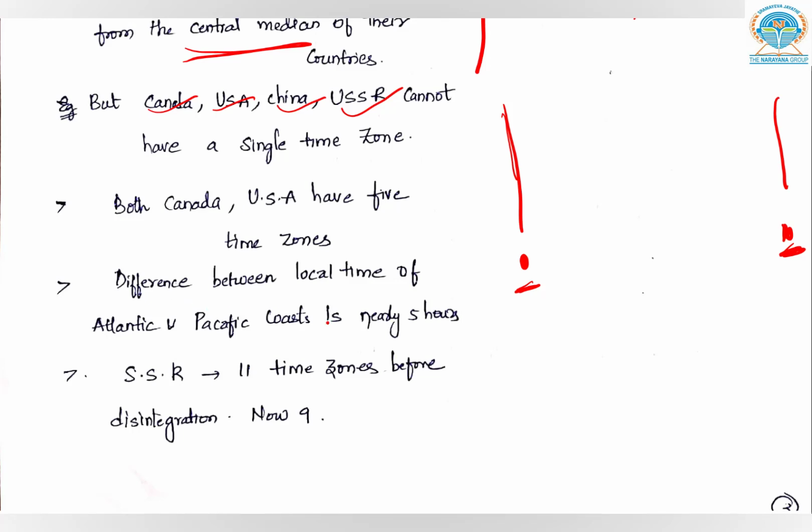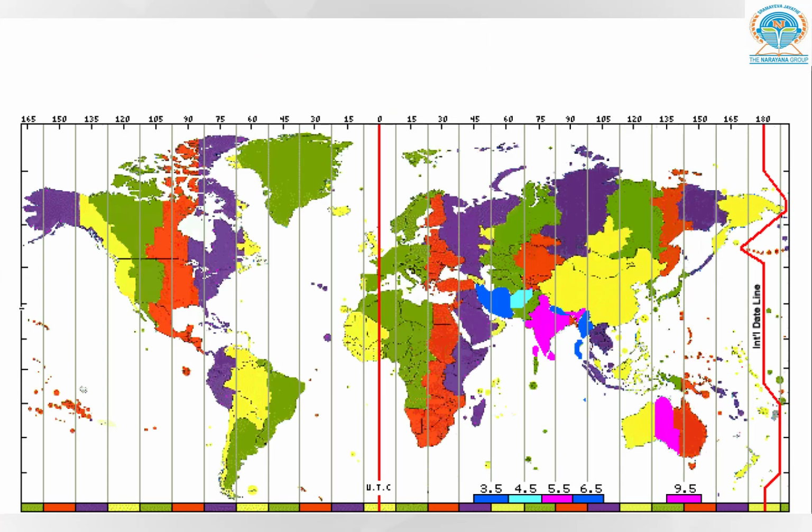See here, the difference between local time of the Atlantic and Pacific coast is nearly 5 hours. We can clearly understand from this picture. This is the Atlantic coast, right? And this is the Pacific coast. Because there is such a large longitudinal spread, the difference from here to here is 5 hours. So imagine if it is 2 o'clock in the afternoon on the Atlantic coast, it will be somewhere around 7:30 on the Pacific coast. So here they need to have different time zones. That's why we can see USA and Canada have 5 time zones: 1, 2, 3, 4, 5.